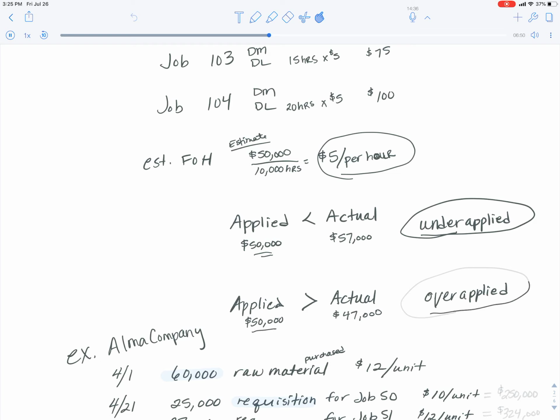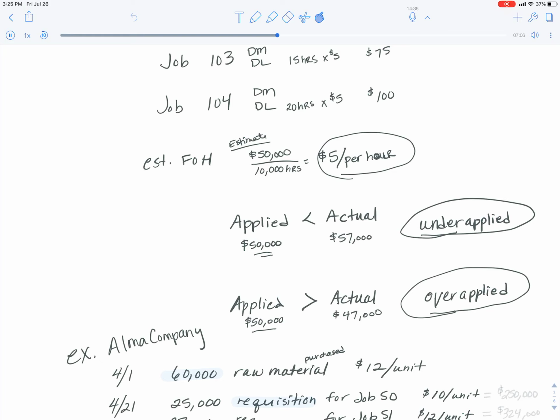So that would mean we over applied in that situation. Determining under or over applied is going to be something you'll need to do in your practice and then also in your quiz homework. So let's do a long example.